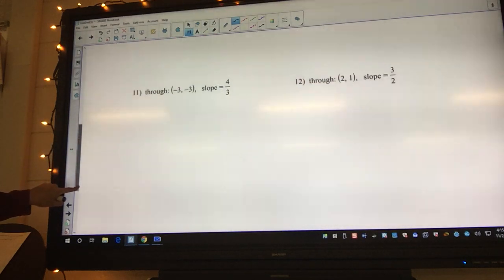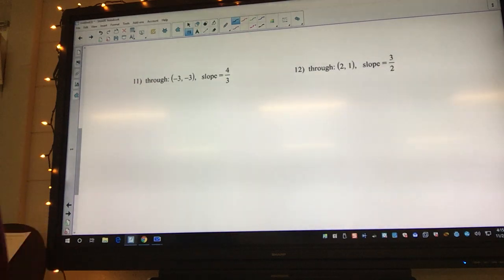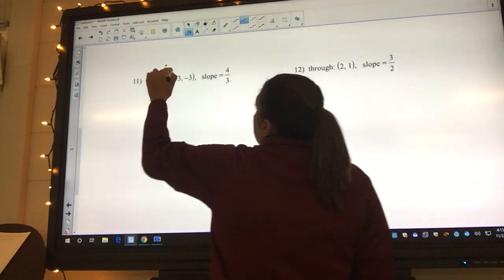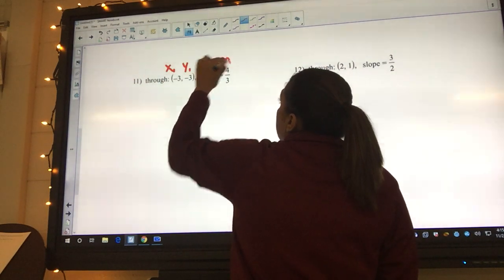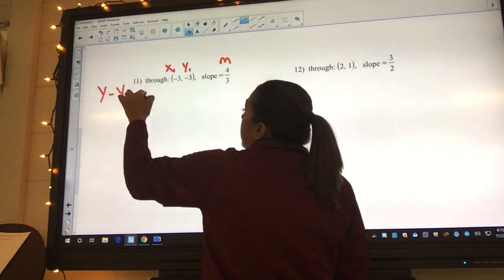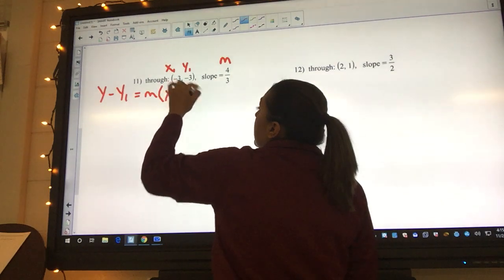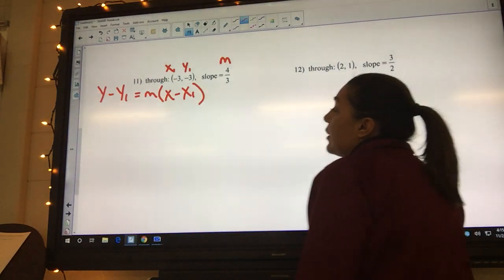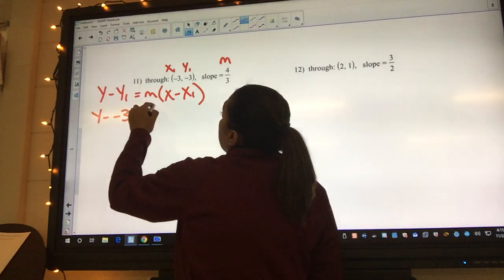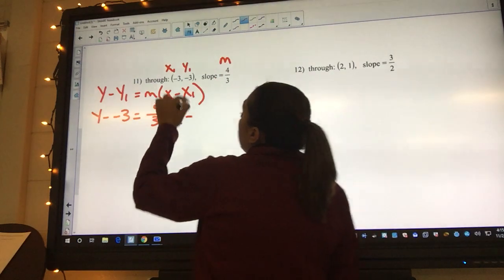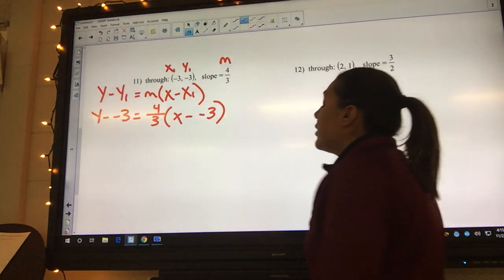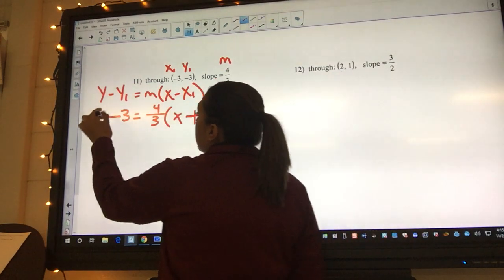Some of you guys, I'm well aware I'm going fast. You might have to pause while I'm going and catch up, pay attention, and see what I'm doing. So we got our point and a slope, so we need to use point slope. I got y minus y1 equals m times x minus x1, and we can start to plug our stuff in. So we got y minus negative 3, m is 4/3, x minus x1 is negative 3. I can go through here and change all these minuses to a plus.